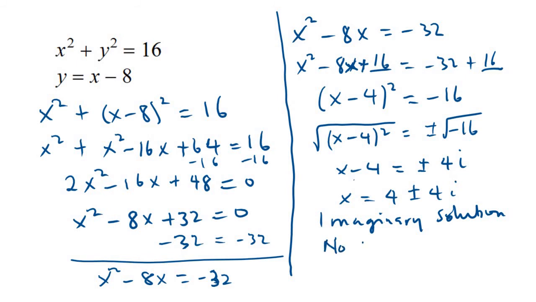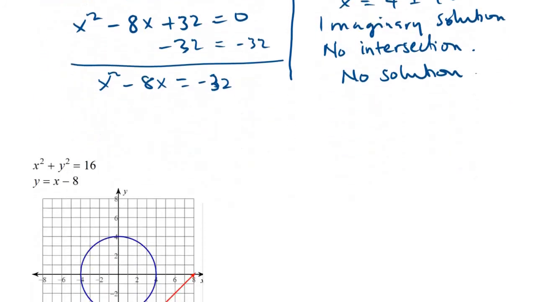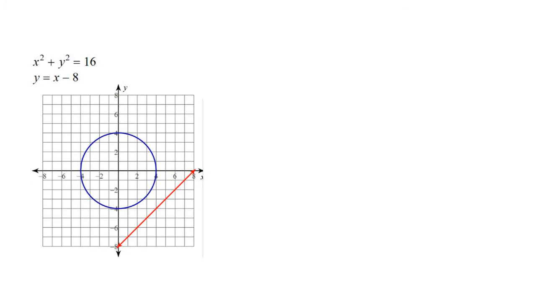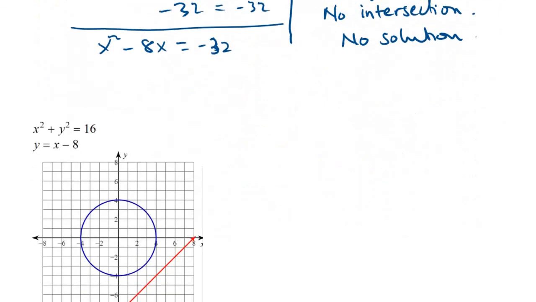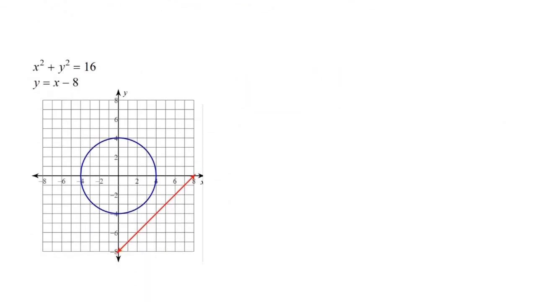No intersection. No real number intersection. When there is no intersection, that means there's no solution. We can actually see it from this graph. There's a graph down here of the same equations. This is a line, y equals x minus 8, that's the red one, and the blue one is the circle. We can see that the circle and the line actually don't intersect, because of the imaginary solution that we got using the algebra.